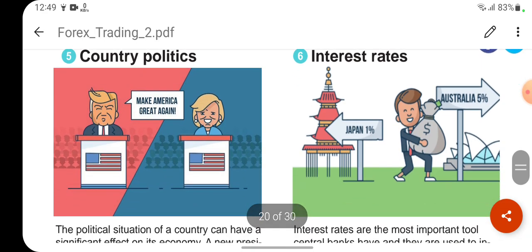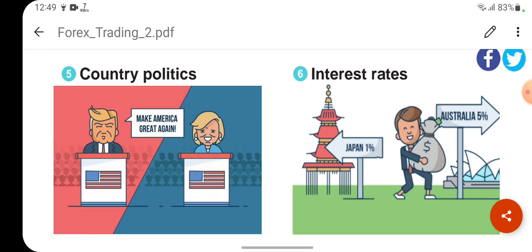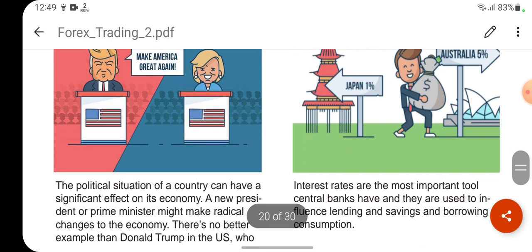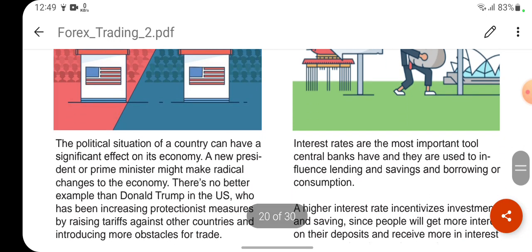So now let's talk about interest rate. You can see, for example, Japan at 1%, Australia at 5% interest rate. Interest rate also plays an important role in the development of a country, and is also an important factor which moves the forex market. Now, how it moves the forex market and how it works, let's talk in detail. Interest rates are the most important tool central banks have, and they are used to influence lending, savings and borrowings. Lending, savings and borrowings are consumption.